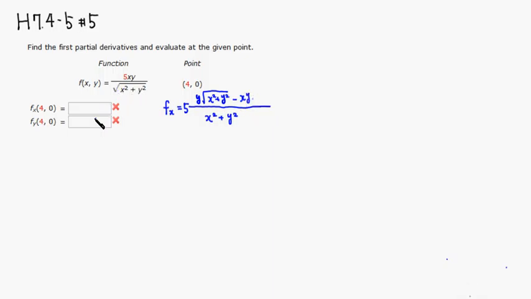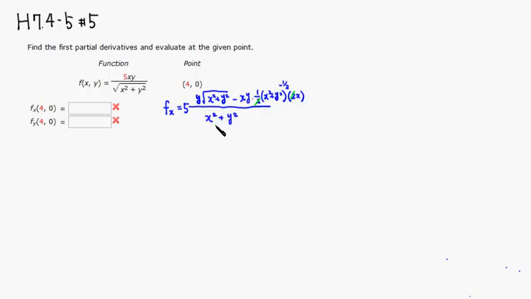This is a 1/2 power, so I'm going to use the power rule. Put 1/2 in front and keep the same quantity, x squared plus y squared, and subtract 1 from the power. It's originally 1/2, and 1/2 minus 1 is negative 1/2. Then multiply by the derivative of the inside with respect to x, which will be 2x. Let's clean it up a little bit. There's a 2 on top and a 2 on the bottom, so you can cancel those out.